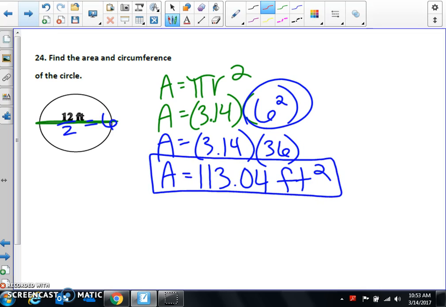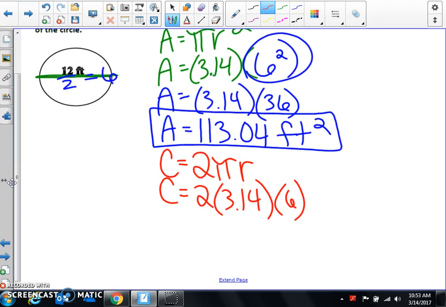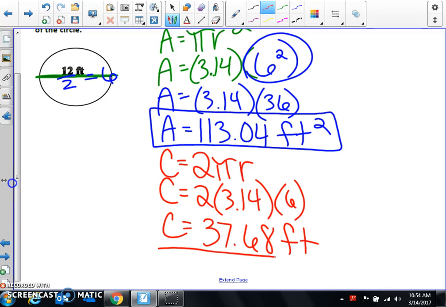For circumference, from my formula sheet, it is 2 pi r. So circumference equals 2, pi is 3.14, and my radius is 6. At that point, I can just plug it in my calculator. 2 times 3.14 times 6, enter, is 37.68 feet. And circumference is like perimeter, and that you don't square it, you don't cube it, nothing. You just leave it.